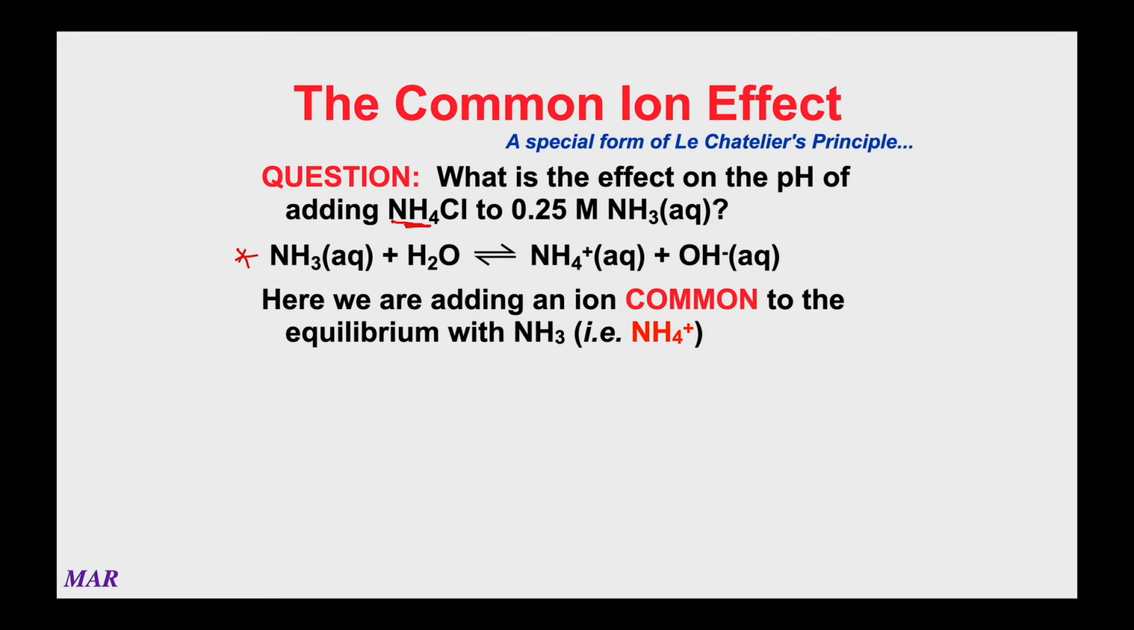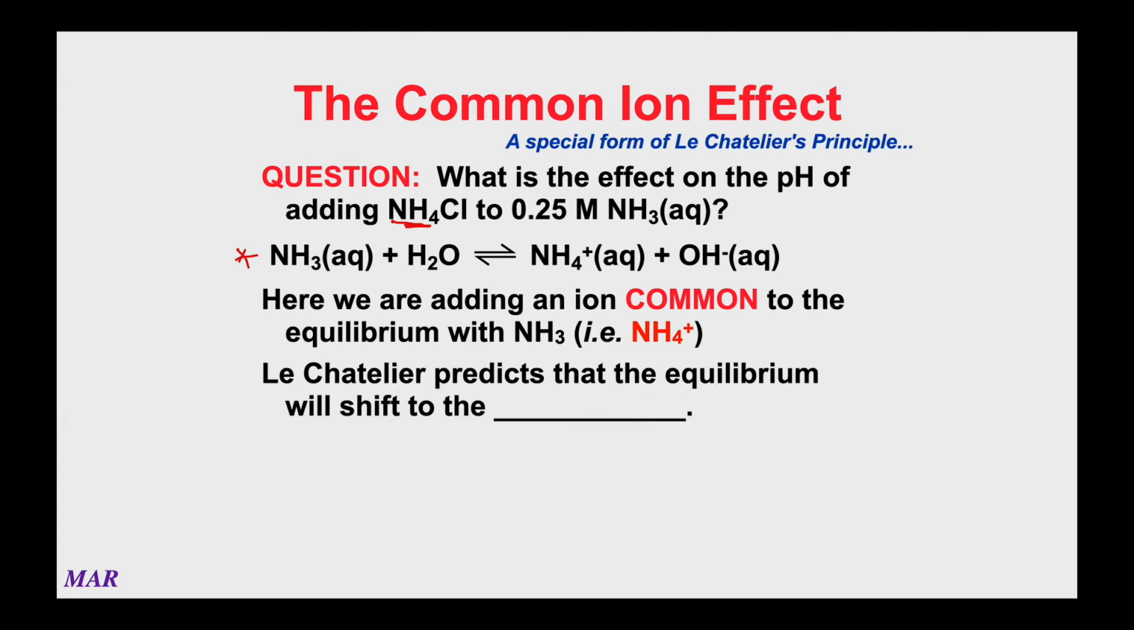So if we add ammonium to this ammonia equilibrium, we're adding an ion, ammonium, which is common to the equilibrium, all right? And all it's saying is basically what's going to happen by Le Chatelier's principle if you add ammonium. So we'll think about what happens when you have just ammonia, and then we'll think about what happens when you're adding ammonium to the ammonia reaction.